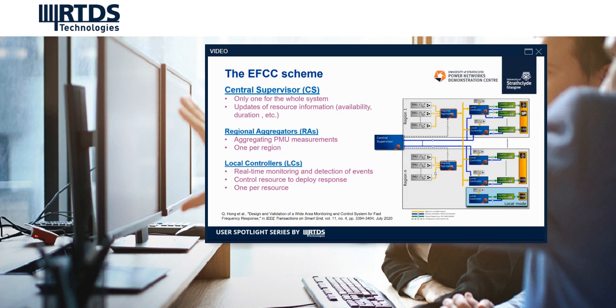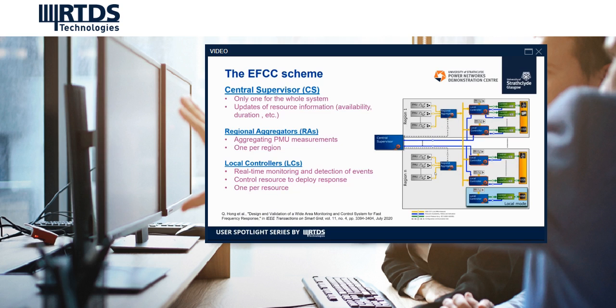And this signal will then be sent to a unit called the local controller. The local controller is installed at the resource site. So each resource will have one local controller, distributed across the system. So if you have an energy storage unit, you will have a local controller. And these local controllers will receive measurements from all regional aggregators. That means it has no visibility across the whole system.